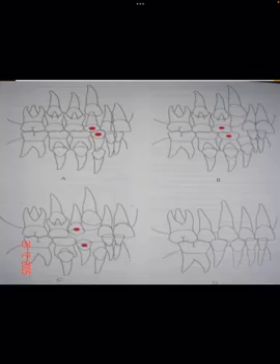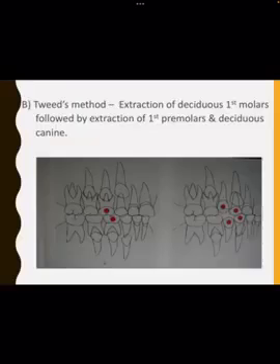This is the illustration for Dewel's method, wherein you can see that first you have to extract the primary canines for the alignment of your upper anteriors, and then second you will be extracting the primary first molar, and after that you will be extracting the first premolar for the correct eruption and alignment of the permanent canine.